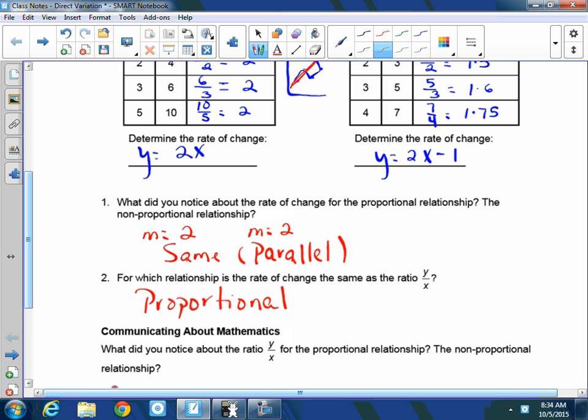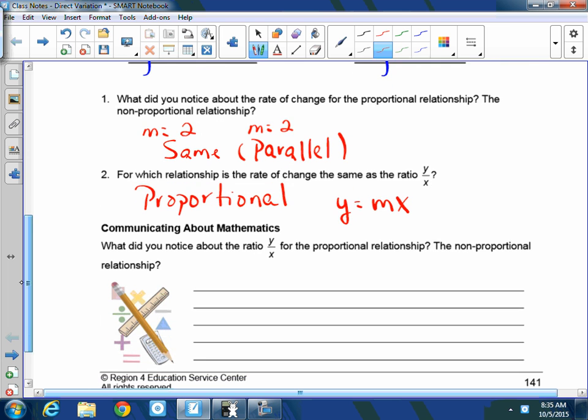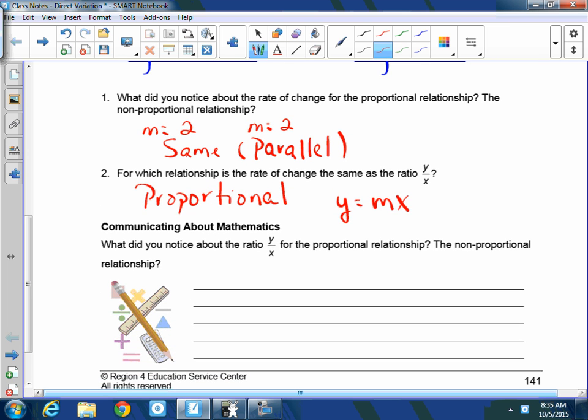Okay, so any equation that is proportional is in this shape. It doesn't have a plus or minus y-intercept. It just goes through where? 0. Okay, so it always goes through 0. This is how I can figure out if it's proportional or not. It doesn't have a plus or a minus. And the rate of change is the same. What did you notice about the ratio y over x for the proportional relationship? It's the same, right? y over x is the same as m. That's for the proportional.